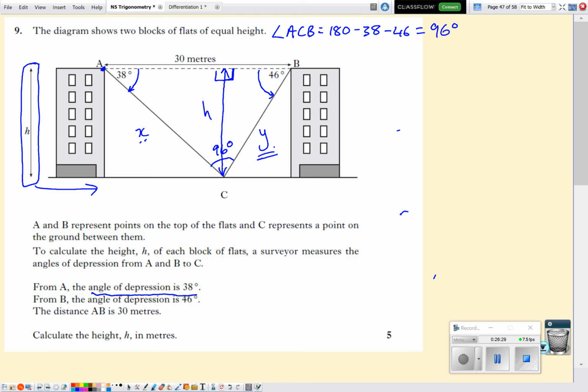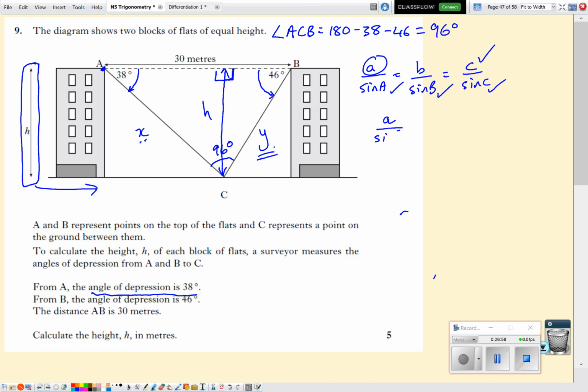I'm going to find side A. So I'm going to write out the sine rule. So it's A over sine A equal to B over sine B equal to C over sine C. And A is what we're trying to calculate. I know all three angles, so I'm going to tick all of them. And I know side C. So there's my pair. I'm going to use the A and C's.